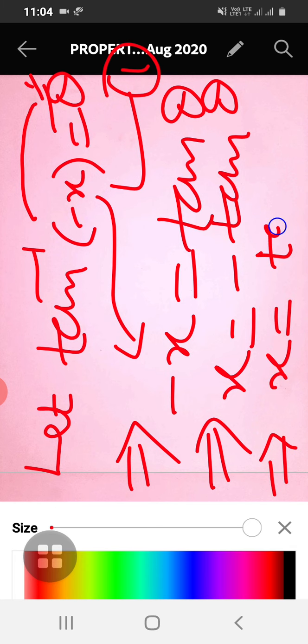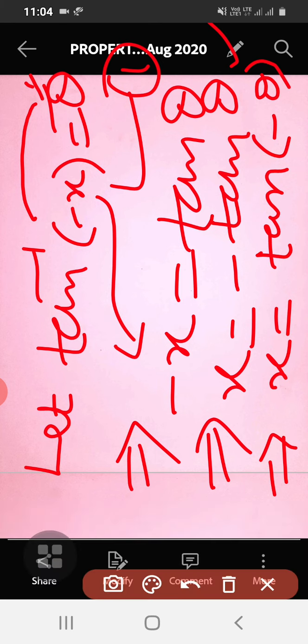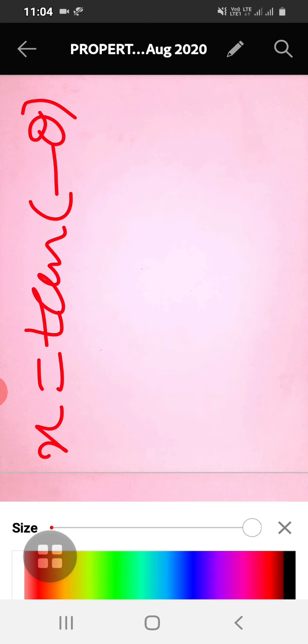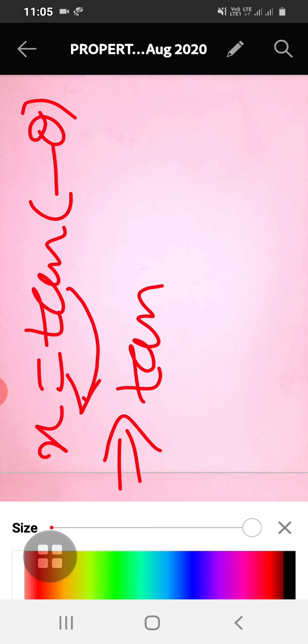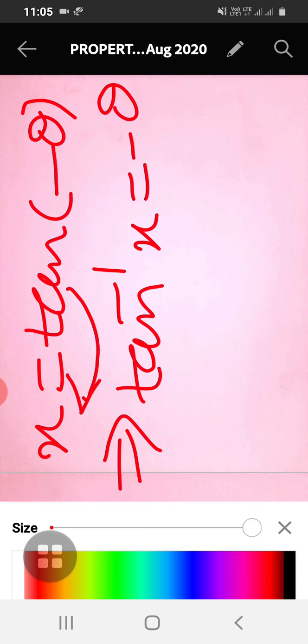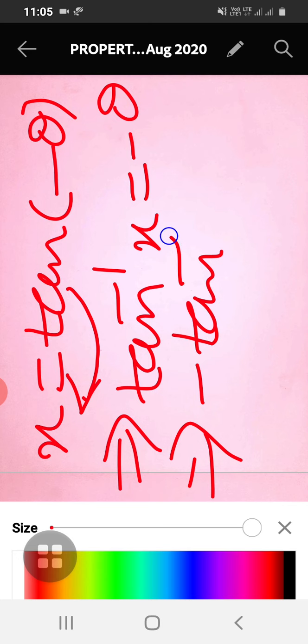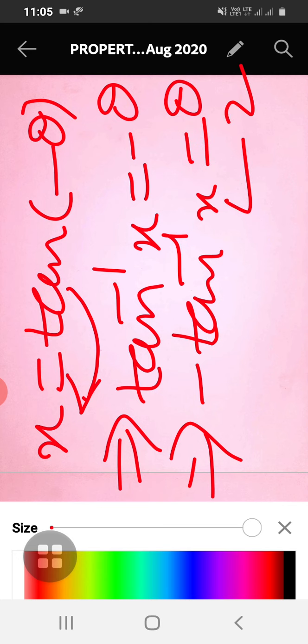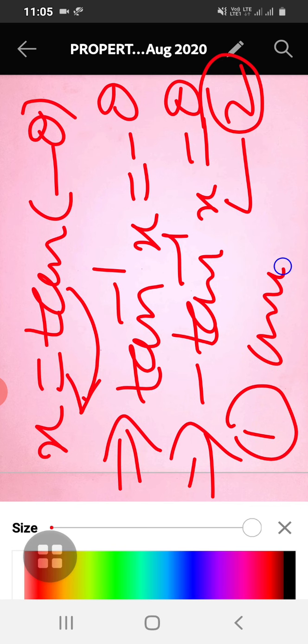I can write this as tan of minus theta, because tan of minus theta is equal to minus tan theta. So what I got here was tan of x is equal to tan of minus theta. In the next step, I will bring this tan to the left hand side. The tan becomes tan inverse x is equal to minus theta. And I will write the minus sign on the left hand side: minus tan inverse x is equal to theta. This is equation 2. Now you compare equations 1 and 2.